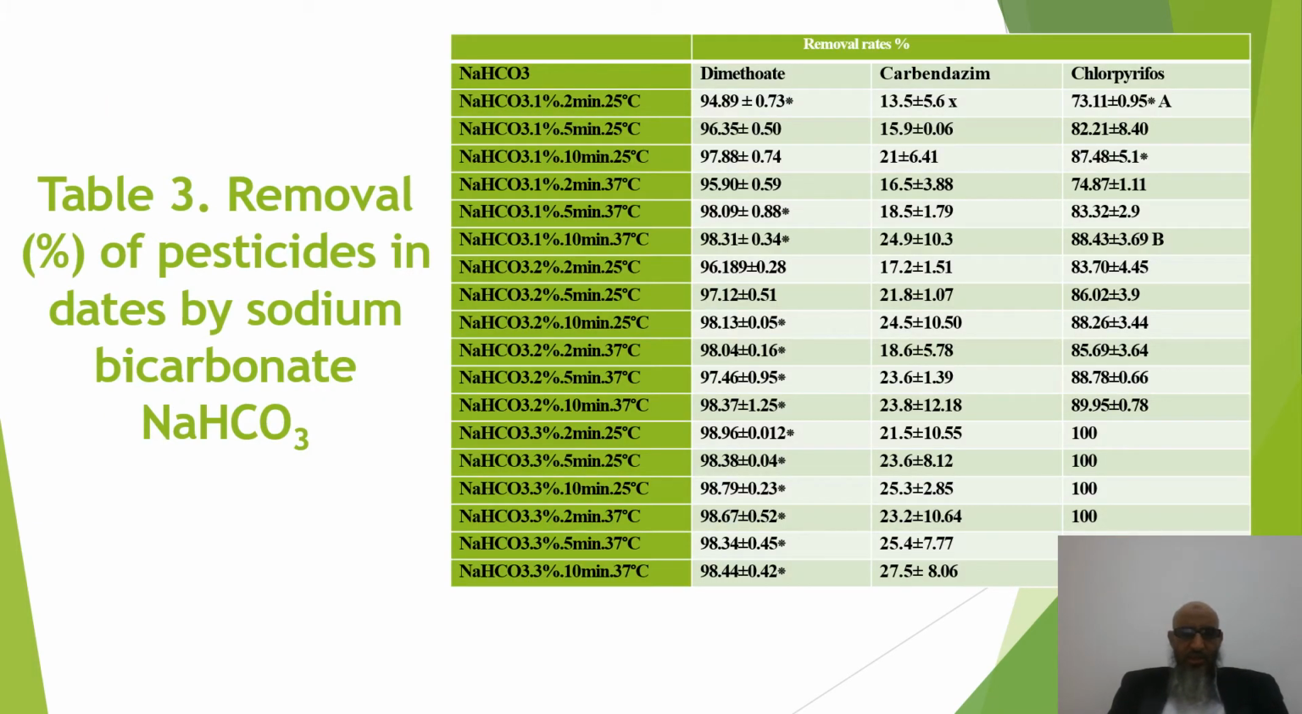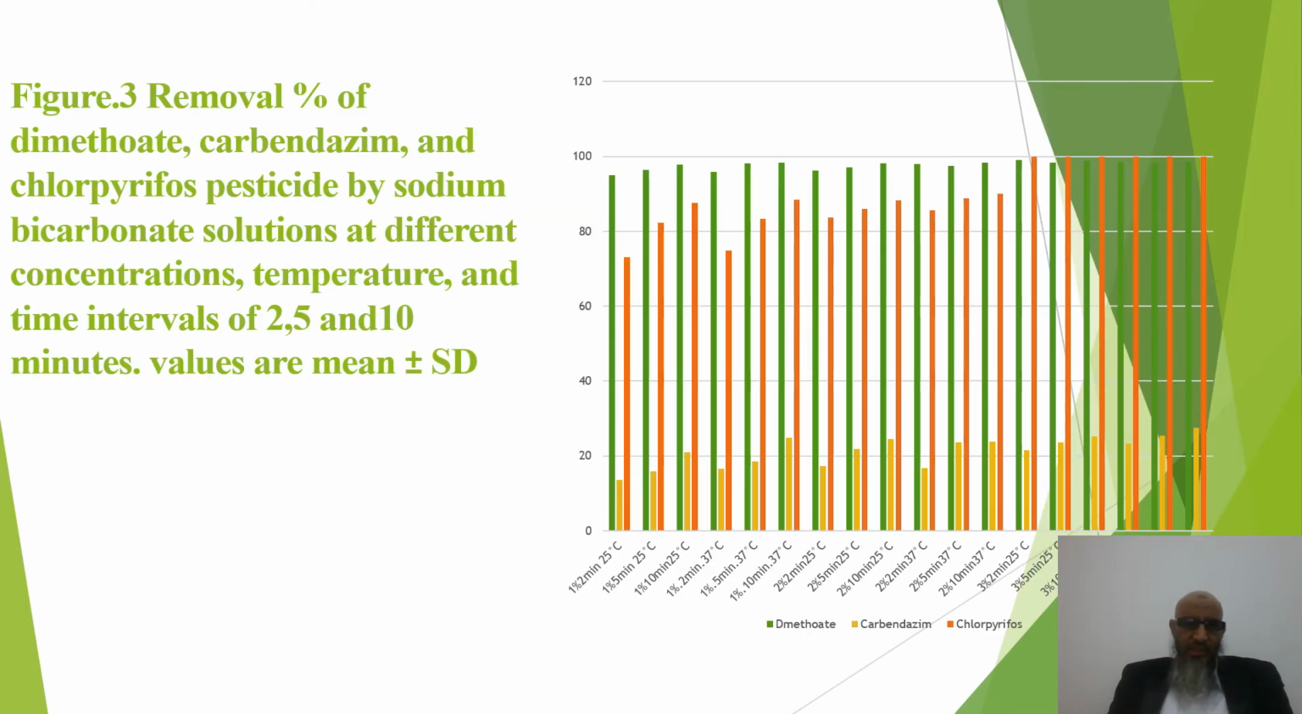Table 3 shows the removal percent of pesticides by sodium bicarbonate. It showed higher removal rates for both dimethoate and chlorpyrifos. Chlorpyrifos seems to be totally removed when the concentration of sodium bicarbonate became 3%. Carbendazim is still the lowest in removal rates, from 13.5 to 27.5. Figure 3, the removal percent of dimethoate, carbendazim, and chlorpyrifos pesticides by sodium bicarbonate solutions.